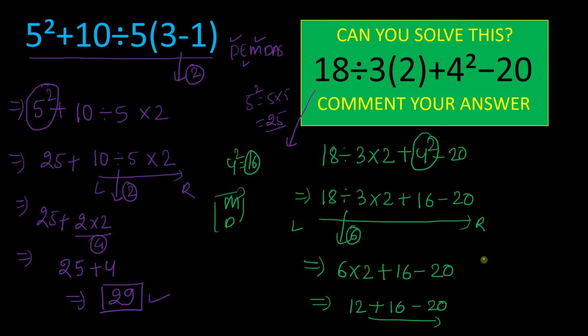Now we will do left to right here. 12 plus 16 will give result 28, minus 20, and 28 minus 20 will give result here, sorry, 8, which is the right answer.